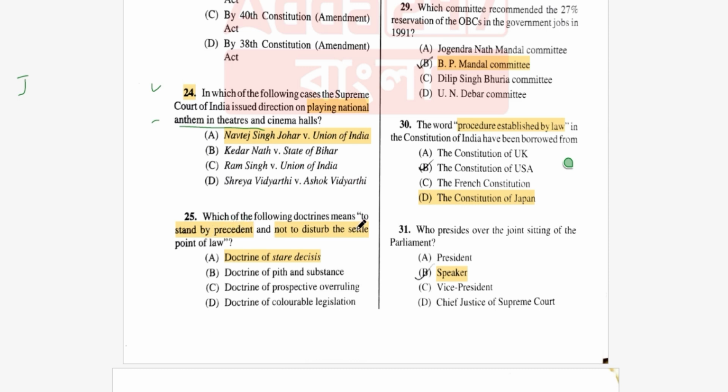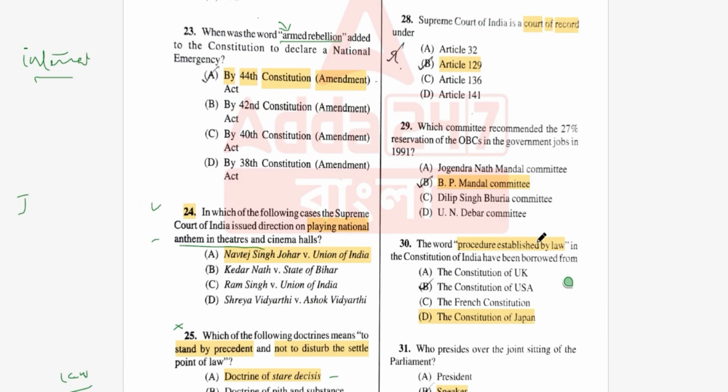Next question: which of the following doctrines means to stand by precedents and not to disturb the settled point of law? This is the doctrine of stare decisis. This is actually a very important and very tough question, because this type of question is generally read by law students. This is very hard to find in the common book.